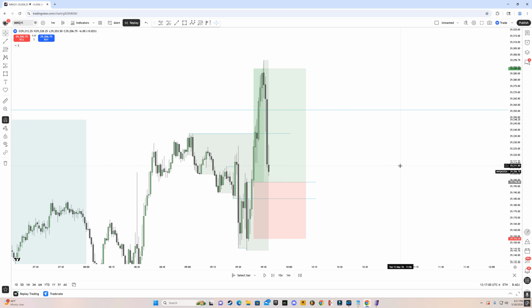Please go and backtest this strategy. Don't go on to the live markets before backtesting. See it for yourself. It works.